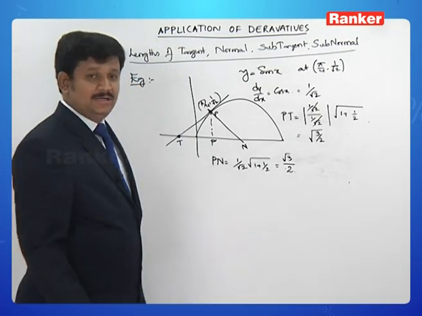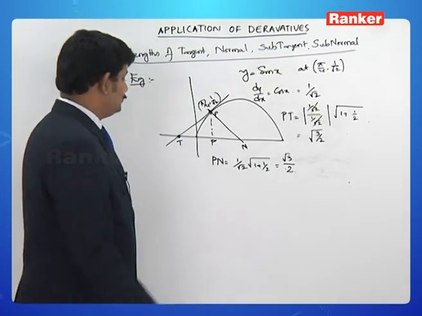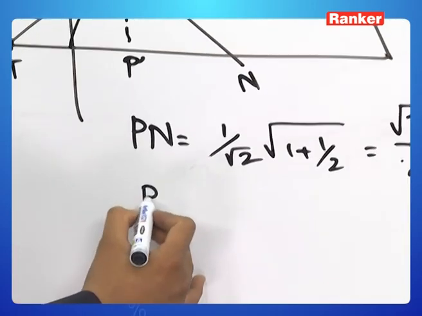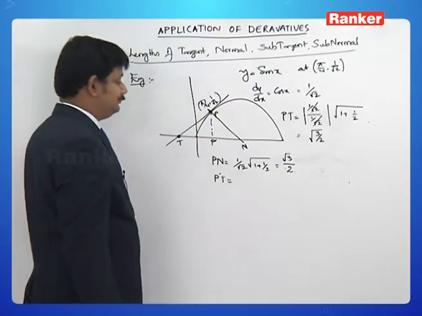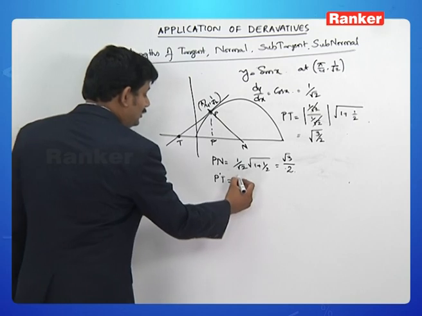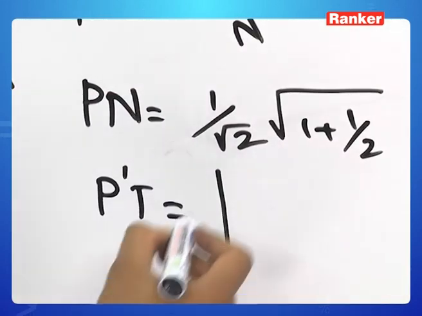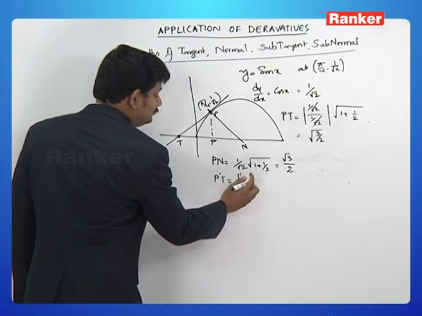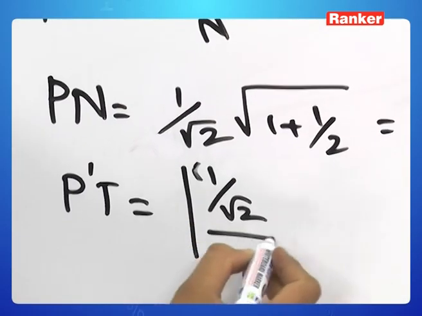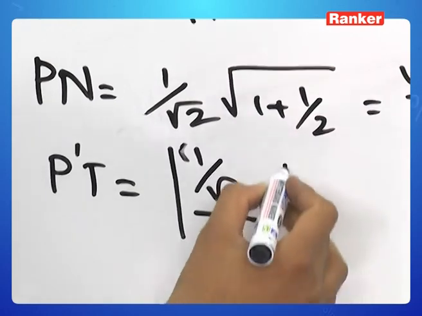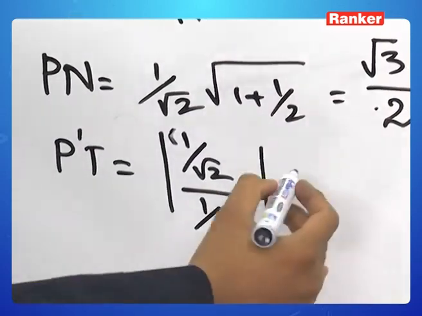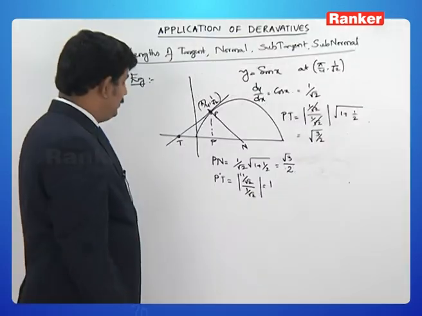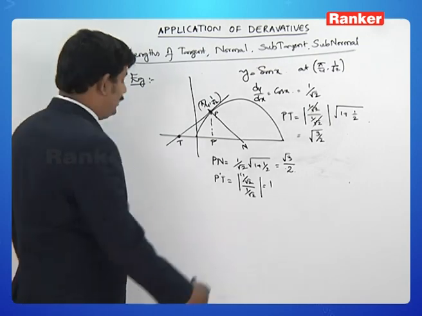So, length of the normal is root 3 by 2. Length of the subtangent P dash t is given by modulus of y1 by m, where y1 is 1 by root 2 and m is 1 by root 2. So, modulus of y1 by m is 1. P dash t is equal to 1.